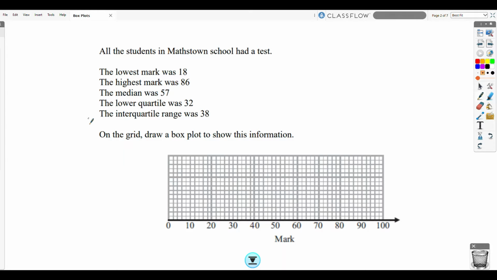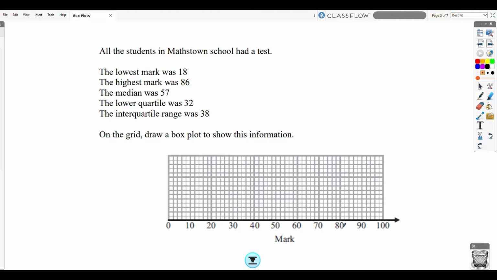So generally, to draw the box plot, what you need is the maximum and minimum values and then all the quartiles, so your median, your upper quartile and your lower quartile. So we're given all of those in this question here. I'm also given, which is very important, the axis label. You need to make sure you label your axes and have a scale when drawing your box plot.